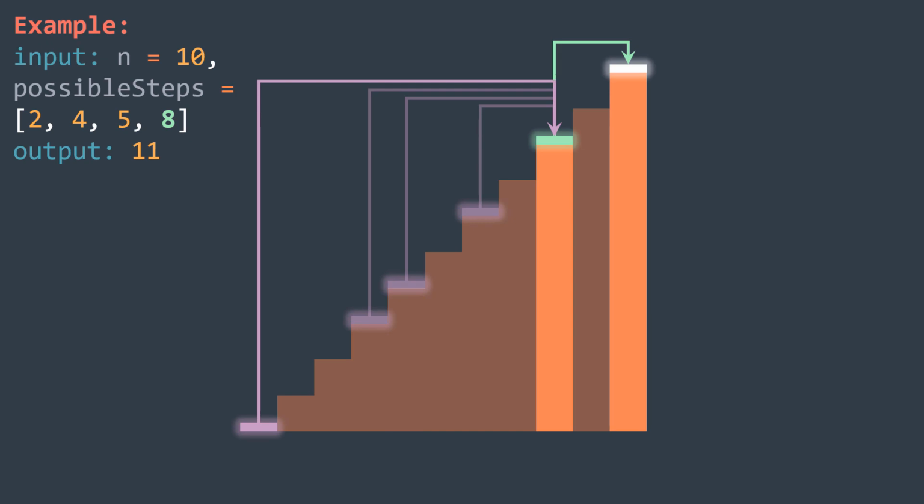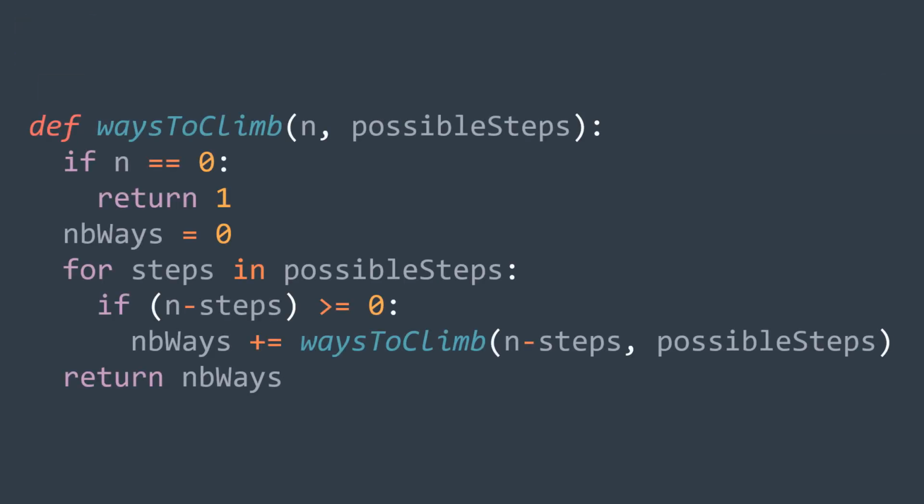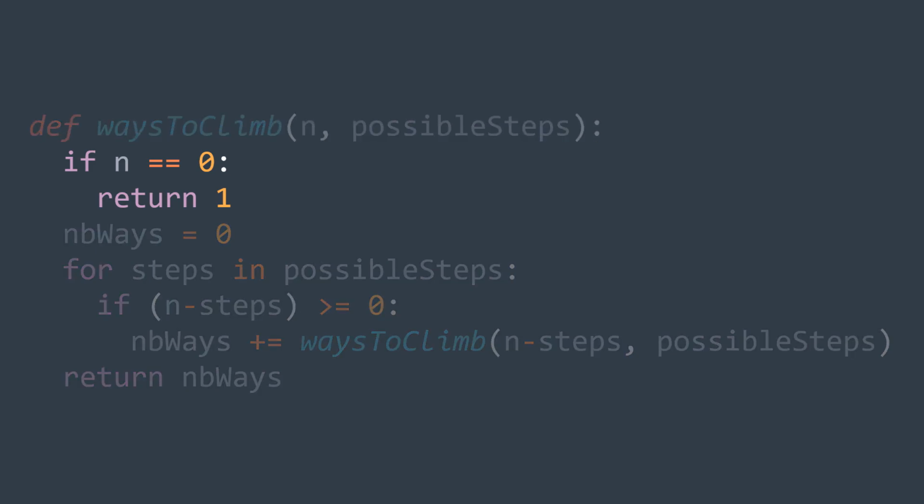And this process gets repeated until we reach the base case, which is wanting to jump to step 0, where we know that we have only one way to go to it, it's by not jumping at all, so we return 1. In code, our function takes n, the number of steps, and possible steps, the array that contains the possible amounts of steps that we can jump by. The base case is when n is 0, as said earlier, we return 1.